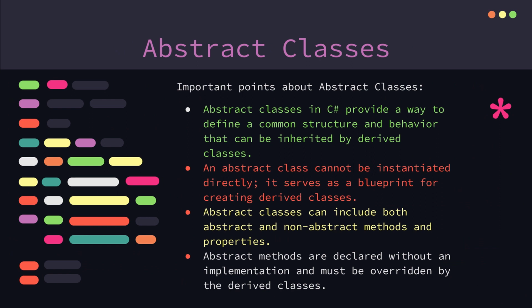Let's discuss the important points about abstract classes. Abstract classes in C# provide a way to define a common structure and behavior that can be inherited by the derived classes. An abstract class cannot be used directly. It serves as a blueprint for creating derived classes. Abstract classes can include both abstract and non-abstract methods and properties. Abstract methods are declared without an implementation and must be overridden by the derived class.